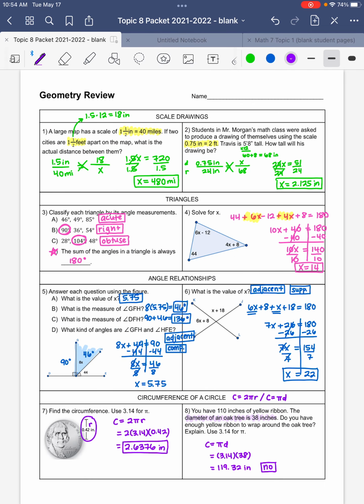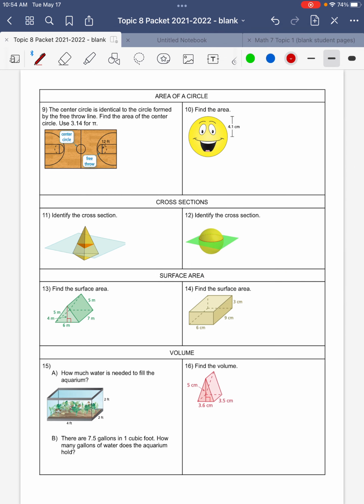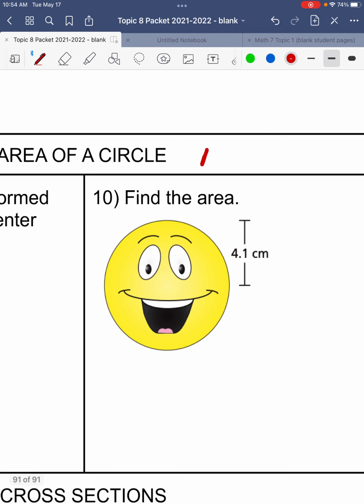Okay, let's move on. So now we're talking about area of a circle. So area of a circle, there's just one formula, A equals pi times the radius squared. Now I want to be very clear here. Radius squared means R times R, not 2 times R. So be very careful with that.